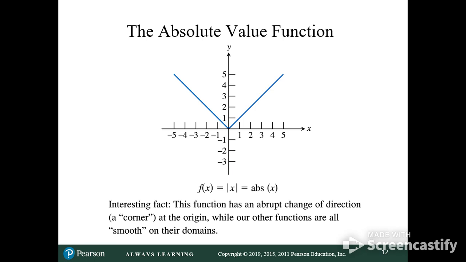The absolute value function always forms a V. Always forms a V, unless you're dividing by something or doing something else to it. But the basic absolute value function always forms a V. So that's one that you should know.